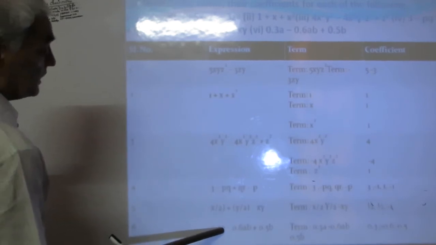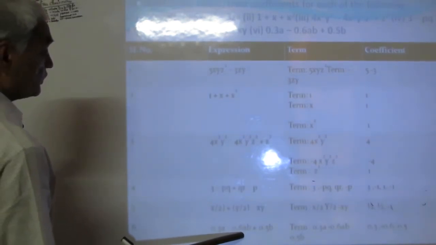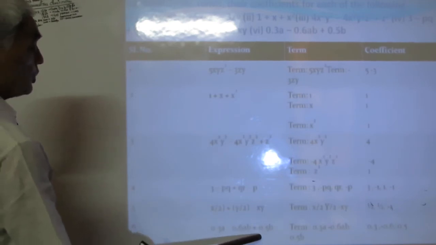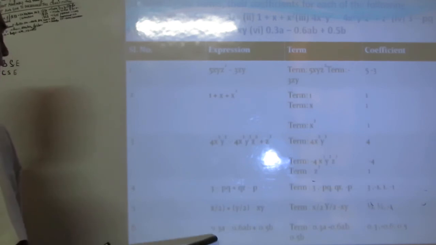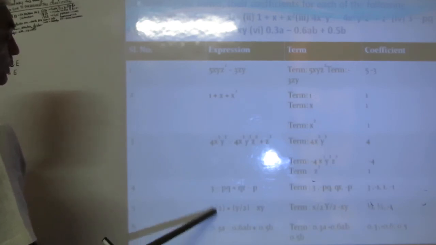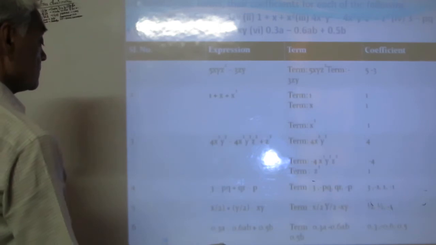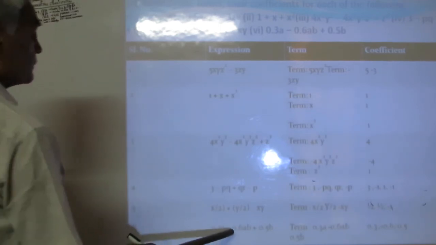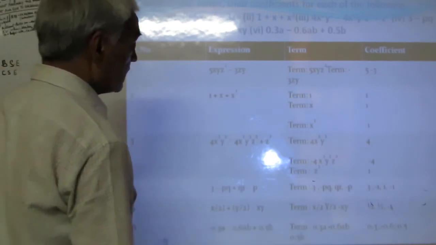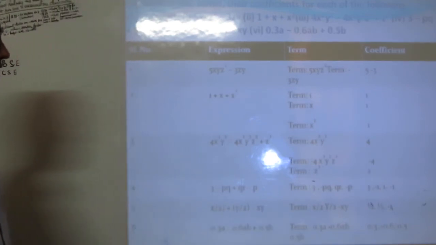Now the next part of this question is 0.3a minus 0.6ab plus 0.5b. So here the first term is 0.3a. The coefficient of this is 0.3. Second term is minus 0.6ab. Here the coefficient is minus 0.6. And the third term is 0.5b. Here the coefficient is 0.5.